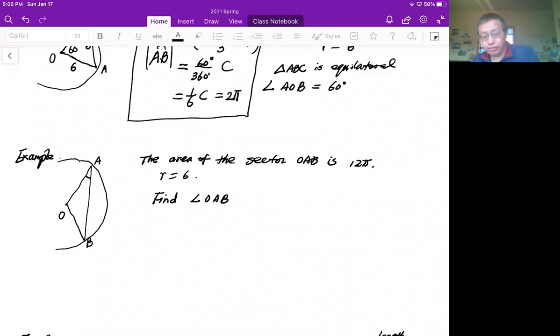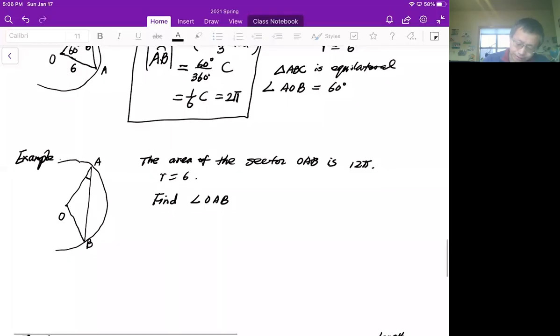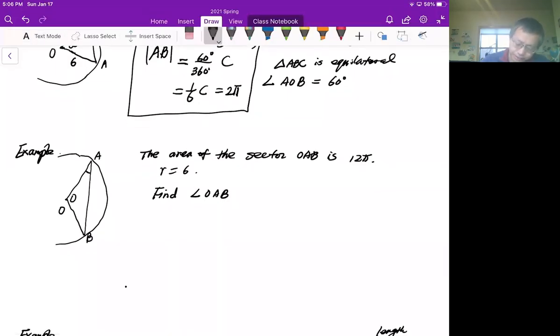All right, so first of all, I need to figure out the central angle. That's very important. Okay, so let's see. We know the area of the sector. The area of the sector is equal to pi r squared, divided by 360 degrees and multiplied by theta. So that's the area of the sector, and according to the condition, we get 12 pi.